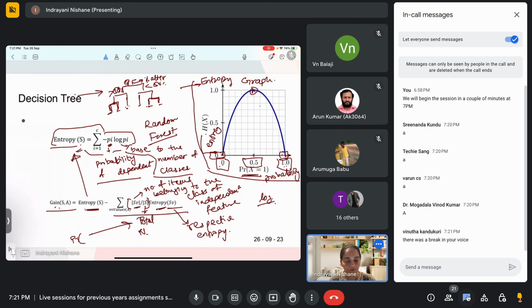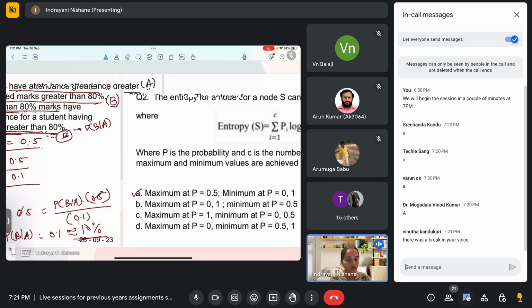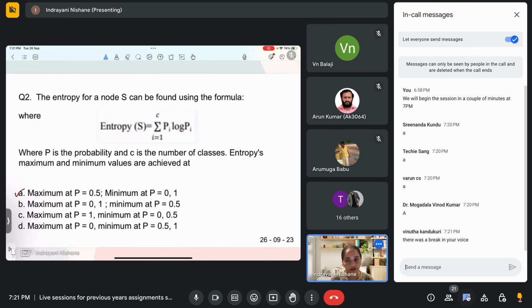That will be 1. So in simple words, if you want to remember why it is maximum at 0.5 and why it is minimum at 0 and 1.